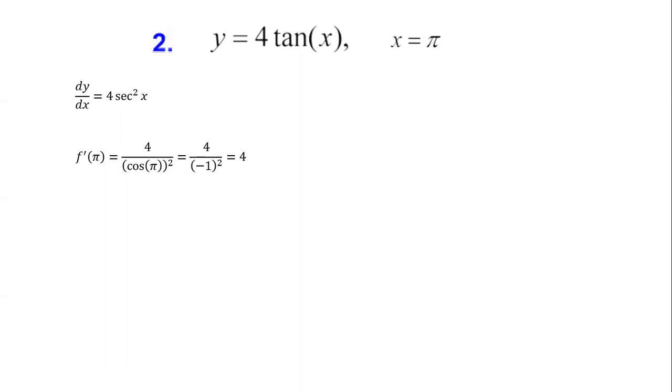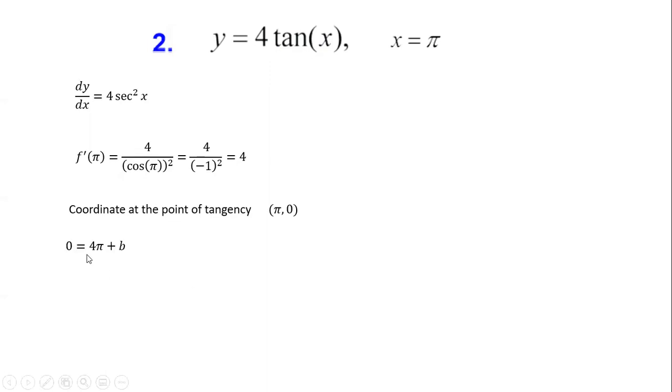So all I need to do now is to find the point of tangency again, the coordinate, by putting this pi back into the original equation here, right? And when I put that into the equation, it turns out that the tan of pi is 0. So it's 4 times 0, which is 0. So the point of tangency would be pi and 0, right? That's your x, that's your y. That makes it so much simpler to figure out what the equation of the line is.